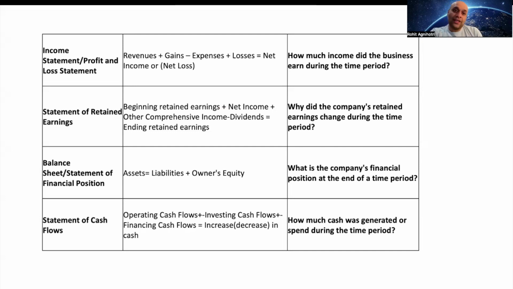The second one is the statement of retained earnings. The elements of this statement are the beginning retained earnings balance, plus your net income, plus the other comprehensive income, minus your dividends, giving your ending retained earnings balance.